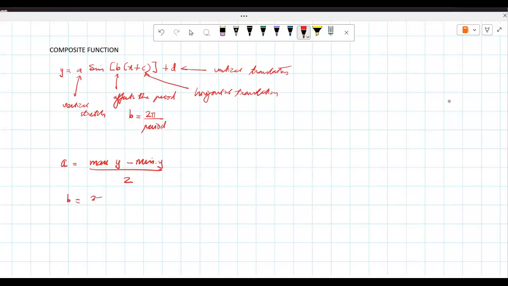B is equal to 2 pi divided by the period. If it's in radians. If it's in degrees, you'll do 360 divided by the period. Period is 1 cycle. Remember that when you're looking at a sine wave, period is 1 cycle. One crest and one trough fully is your period.